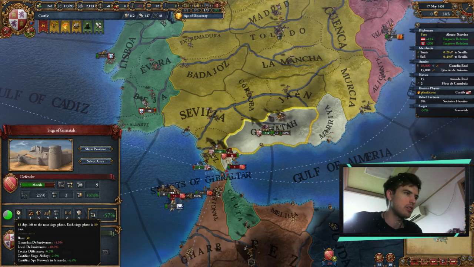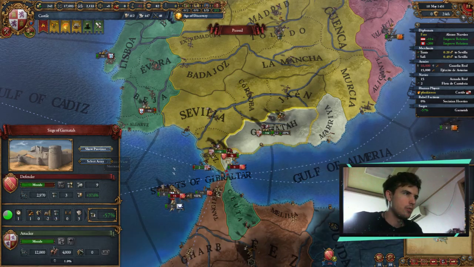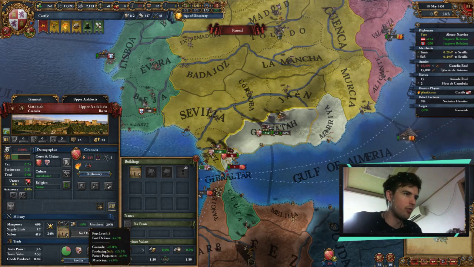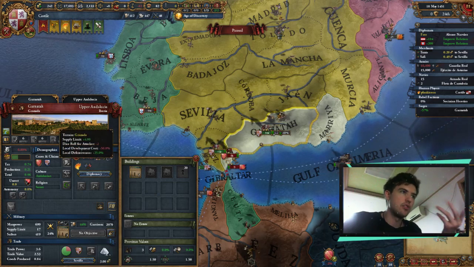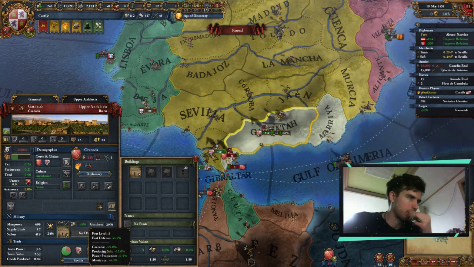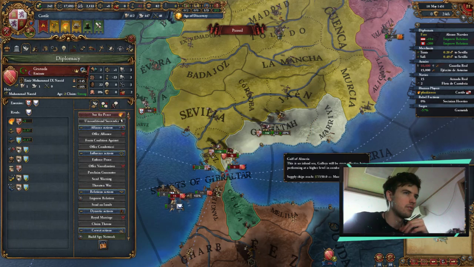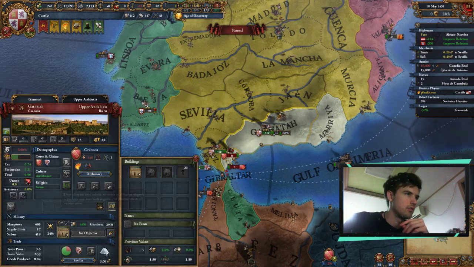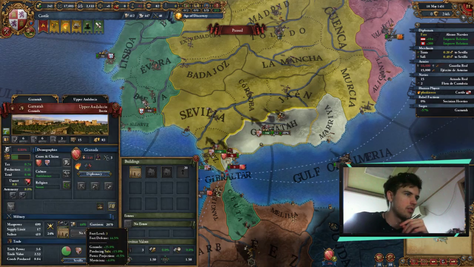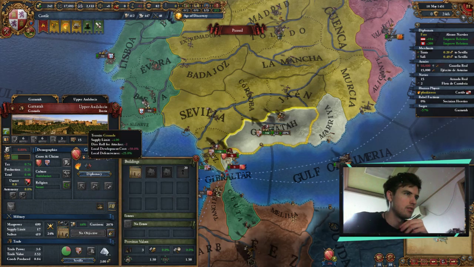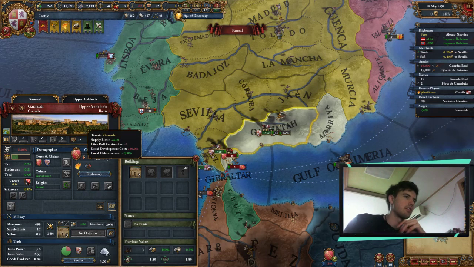Now, it's being increased because we can see the fort defensiveness is 44%. Why? First of all, because it's the terrain. Granada is like plus... Hold on, what? Granada. Plus 25%. Okay, I see this.